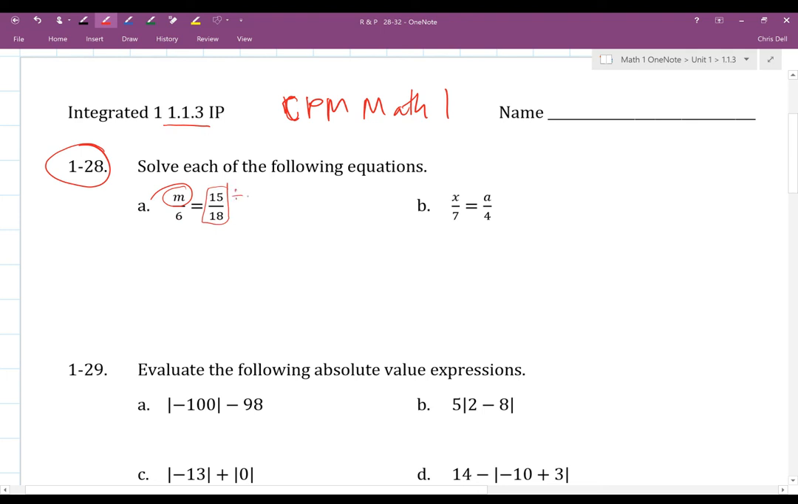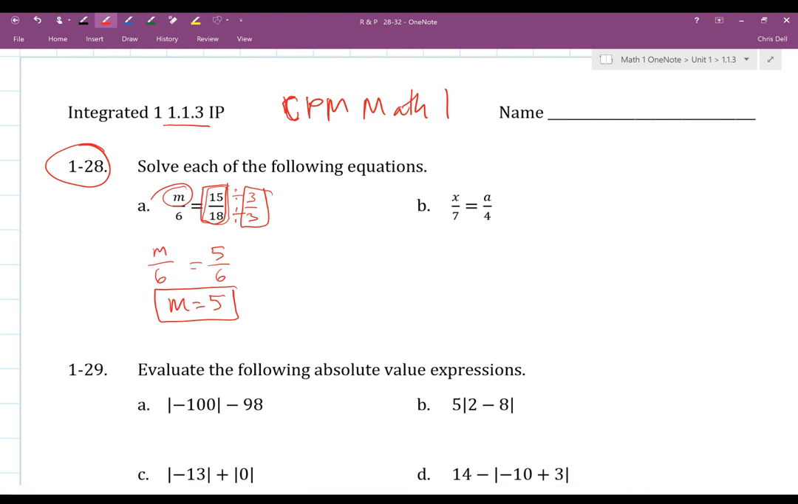This one I can divide top and bottom by 3. I can simplify it with a giant 1, or 3 over 3, by just dividing top and bottom. And what did that become? That becomes now 5 over 6. So now my equation is m over 6 is equal to 5 over 6. So we can see right away, well, m has to equal 5. So that's one way, as long as the actual fraction there could be simplified.